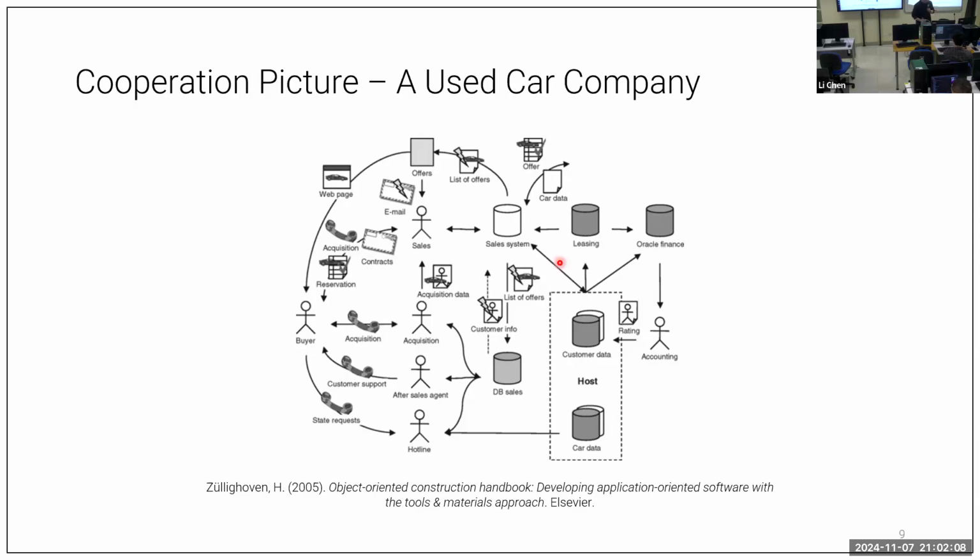So for example, I copied this from this paper. This is a very good one. It's a used car company kind of cooperation picture. You can see, of course, if you have already finished an undergraduate degree in computer science, you will immediately understand what this particular icon means. It means some data-driven systems, right? Very straightforward. And of course, if you have already finished your software engineering course, you will understand what this means, right?